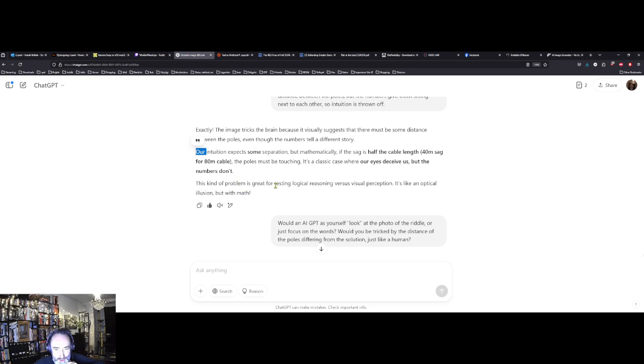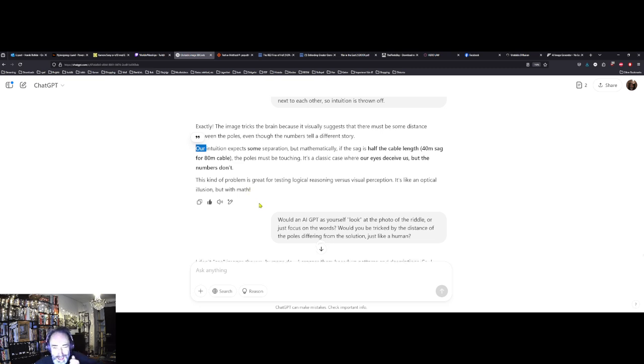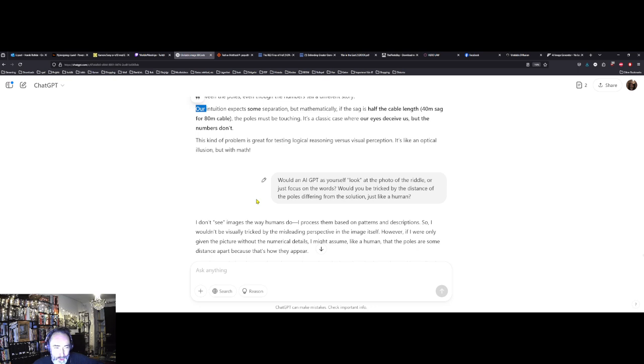This kind of problem is great for testing logical reasoning versus visual perception. It's like an optical illusion, but with math. Yeah, very good, right? So now I ask, I don't know quite what to call him. I feel like I'm talking to a person. I know it isn't, but I want to be polite. I don't want to be impolite to the AI. It's really weird how you feel about this intelligent software.